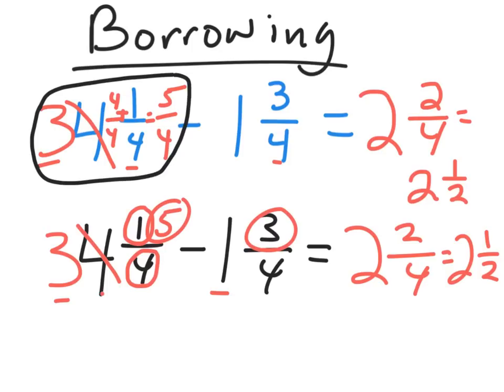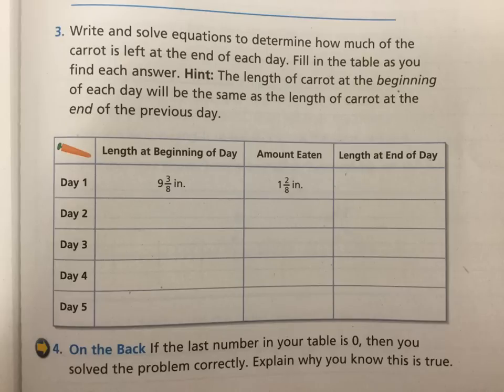All right, let's apply this on page 193 again. Turn to page 193. All right, 9 3/8 is what we started with at the beginning of day 1. How much was eaten? We have to subtract these amounts. We get the length at the end of the day.